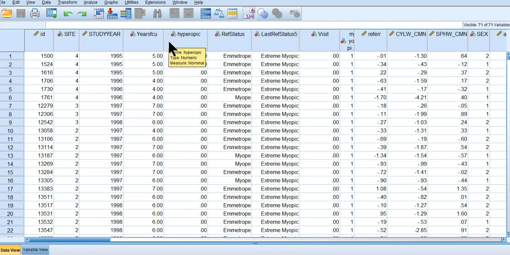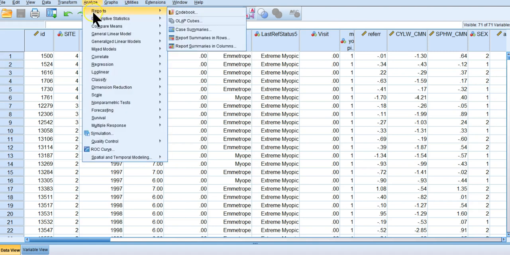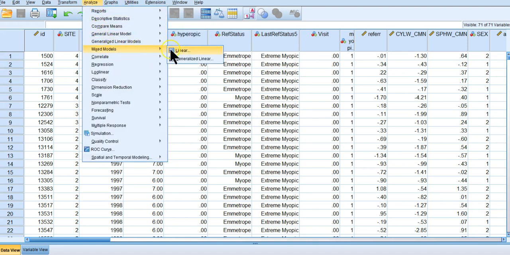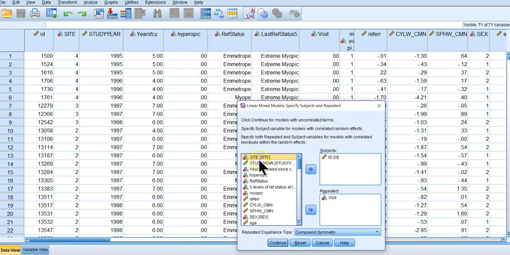There are in this data set anywhere from 1 to 7 visits. They're labeled 0 for the baseline and then 1 and so forth, up to 6 additional visits after baseline. So when we do a mixed model and we want to take into account visits, we need to add in under subjects the ID, and under repeated measures, because we're measuring the same subject more than once, visits.